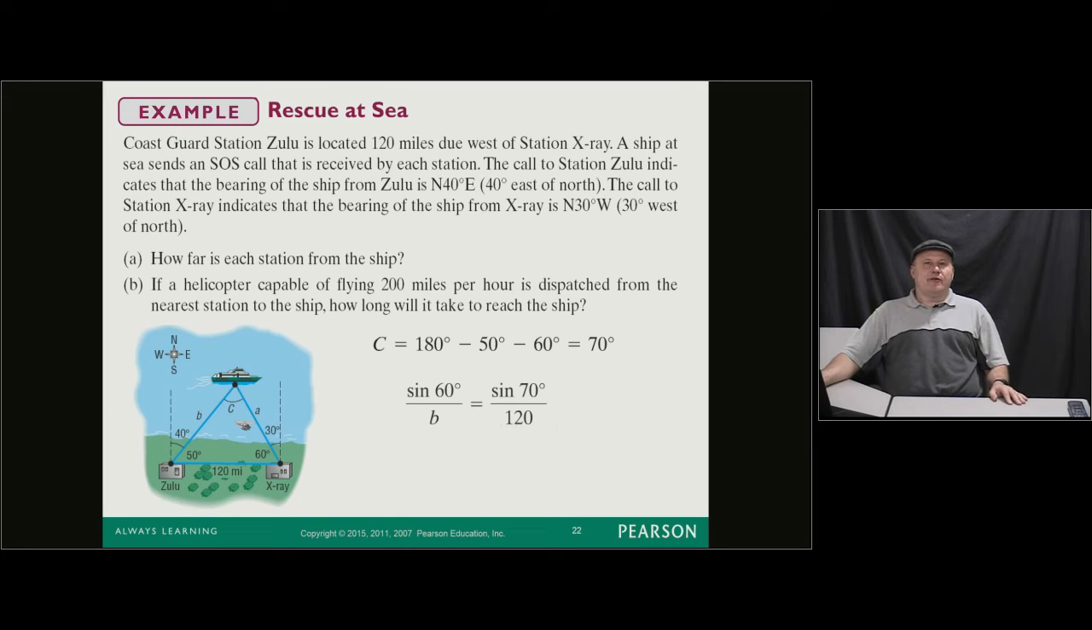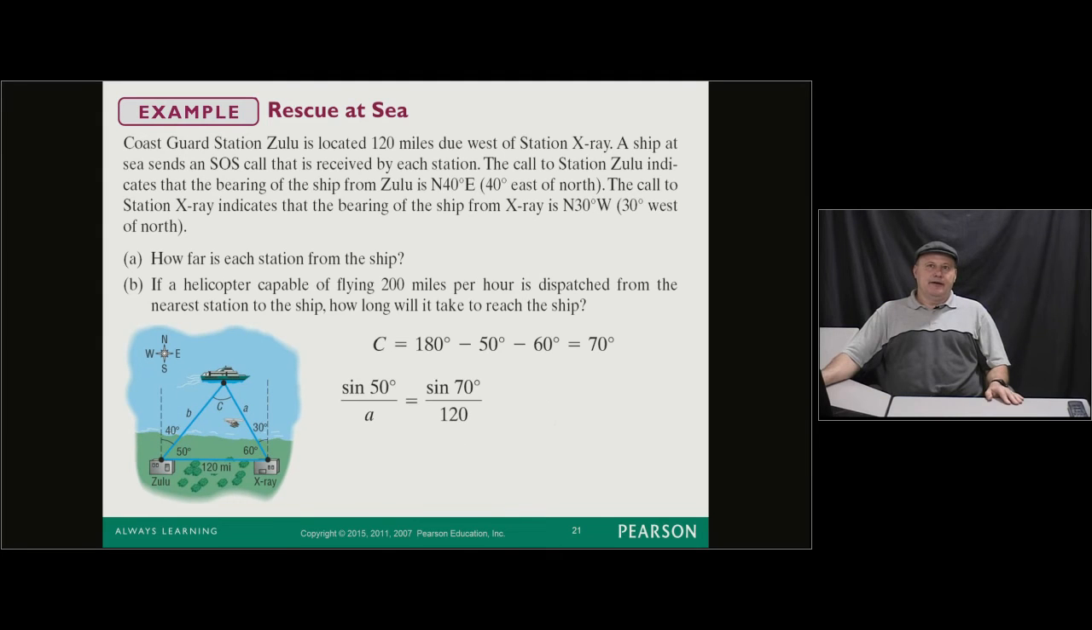Sine of 6 degrees over B equals sine of 7 degrees over 120. So it's a very similar setup. You work exactly the same way, cross multiplying. B, which is the station that's on the left there, is 110.59 miles.